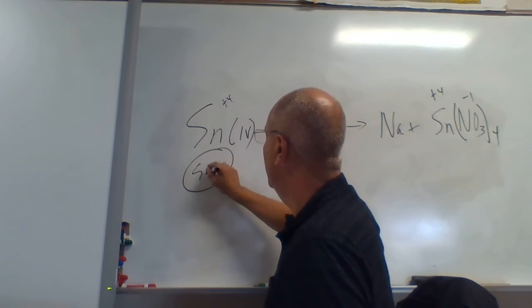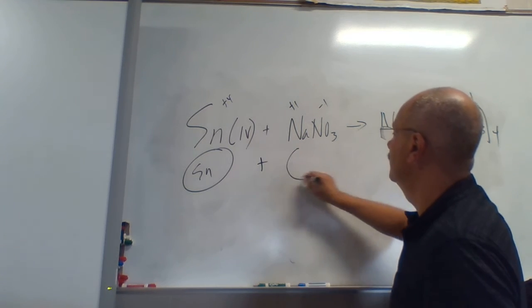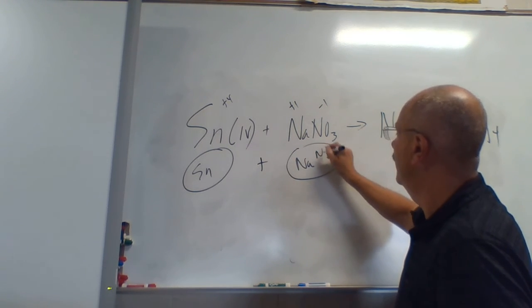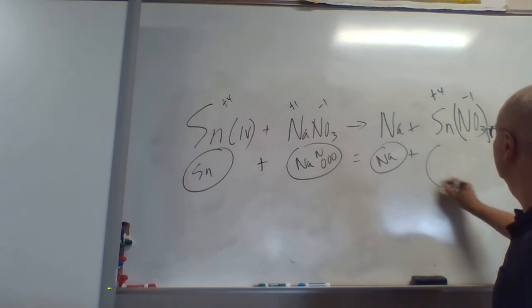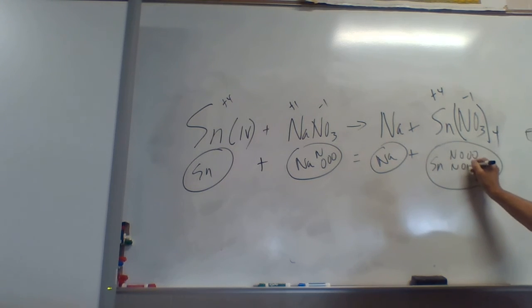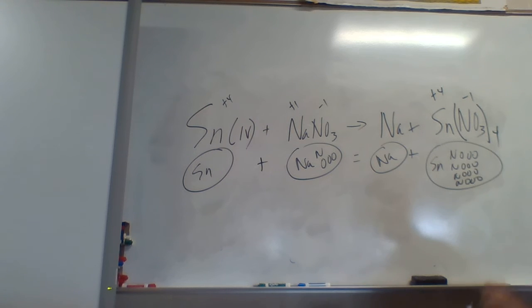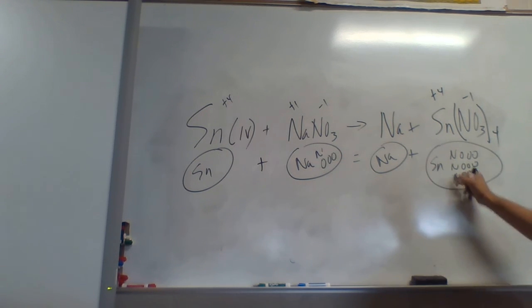So we got 1 Sn, not 4, because that just means its charge. Plus we got an Na, an N, and 3 O's. That's equal to an Na plus we've got an Sn, then I got N and 3 O's 4 times, because of that 4 that was on the outside. All right, Sn's, I got 1 Sn, 1 Sn. I got an Na, an Na. I got 1 N, 4 N's.